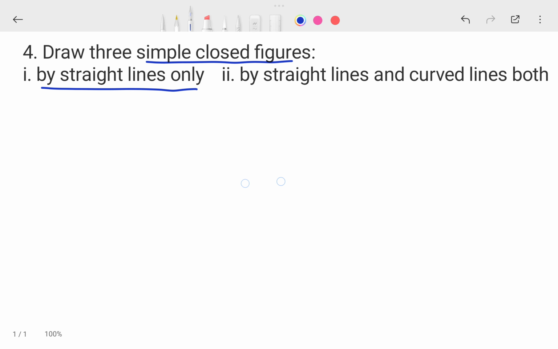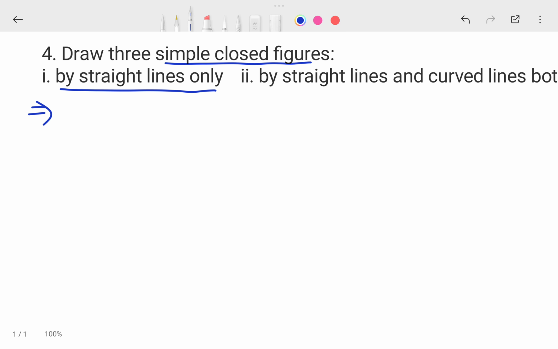So let's do the first one. First, we have to take a straight line. Let's suppose this is one straight line. I'm taking another and another. So I joined them all. This became one closed figure I made. Let's see another closed figure.